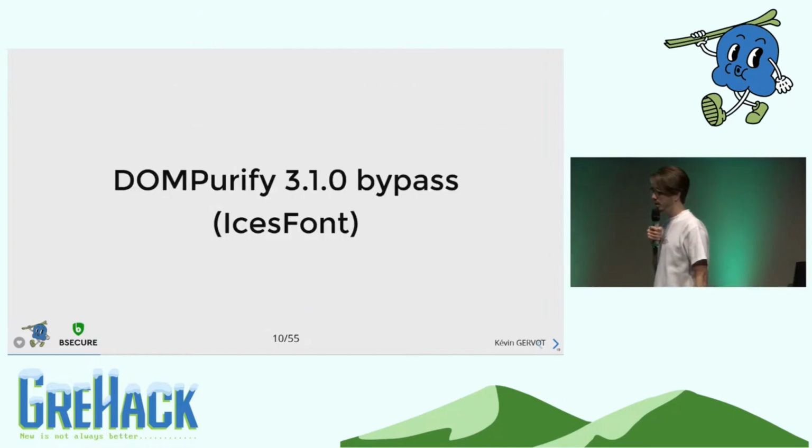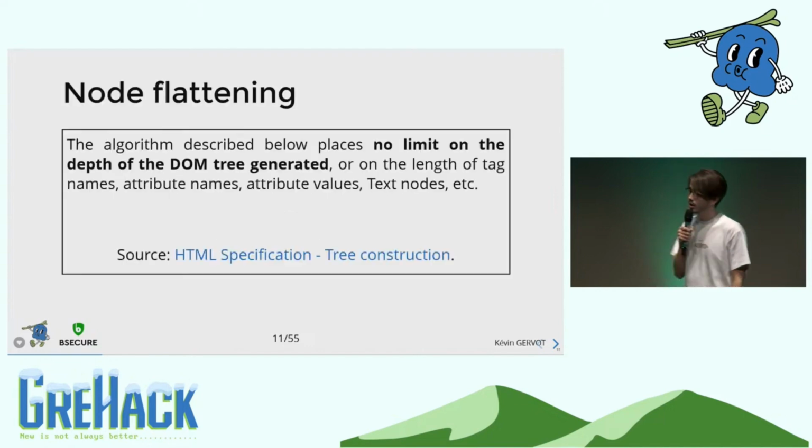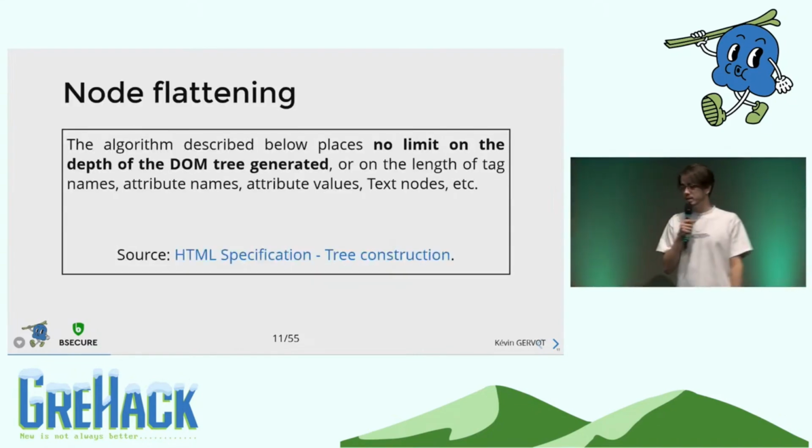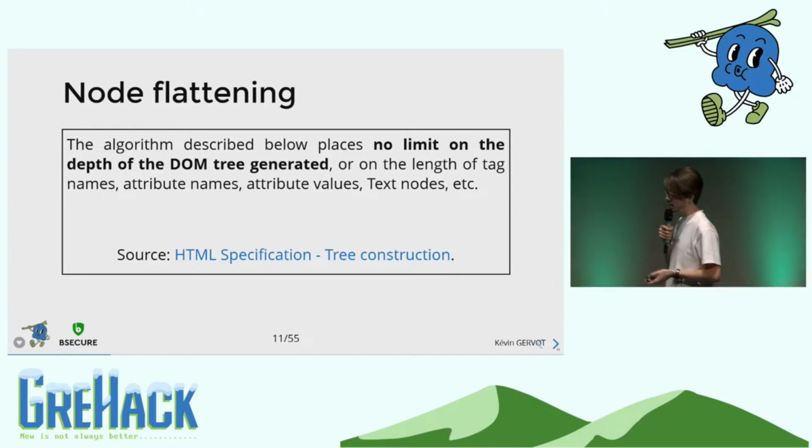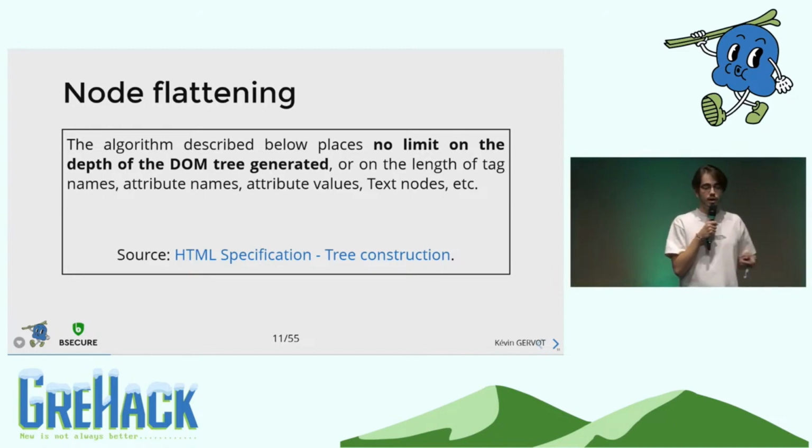So now that we have all the information we need, we are going to begin with the first bypass, which has been found by IcesFont on version 3.1.0. This bypass involves a lot of very interesting stuff about the HTML parsing, and we are going to begin with one of them, which is the node flattening. In the HTML specification, it is written that the algorithm described below places no limits on the depth of the DOM tree generated. Meaning that if you take two different HTML parsers, they might handle the limits of depth of the tree differently.